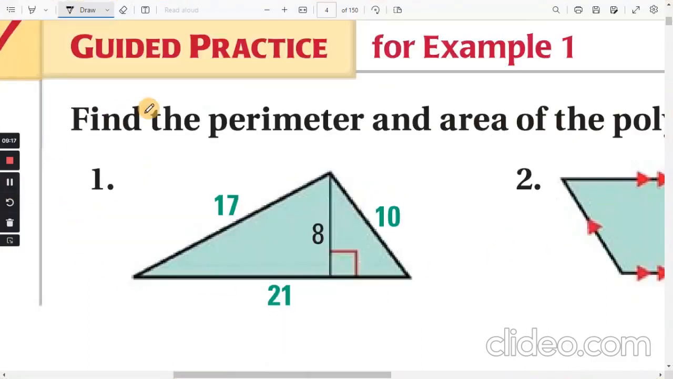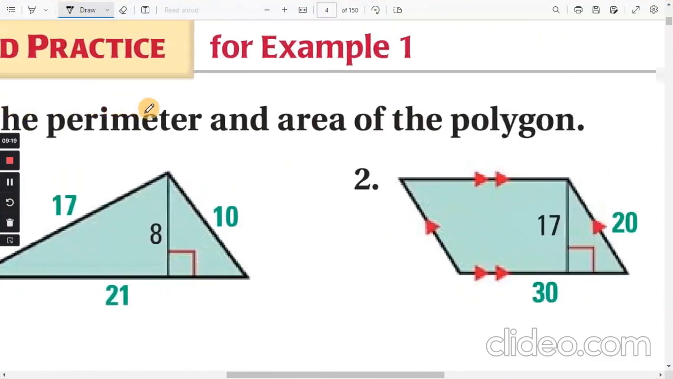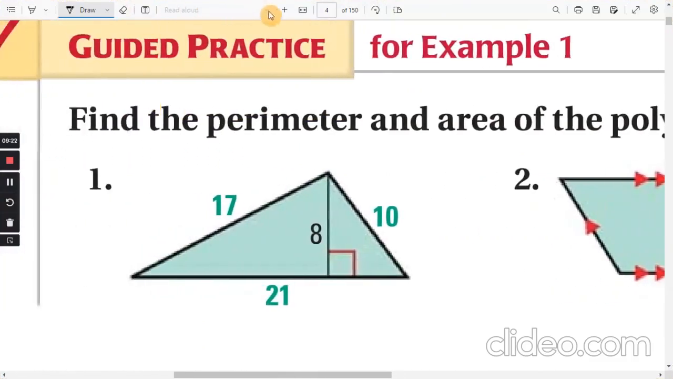All right, guided practice, they want us to find the perimeter and area of the polygon. So please pause and try number 1, and I'll give you a hint. The area for the triangle we said was 1/2 base times height. And we know for perimeter, you just add the sides. Please try it.